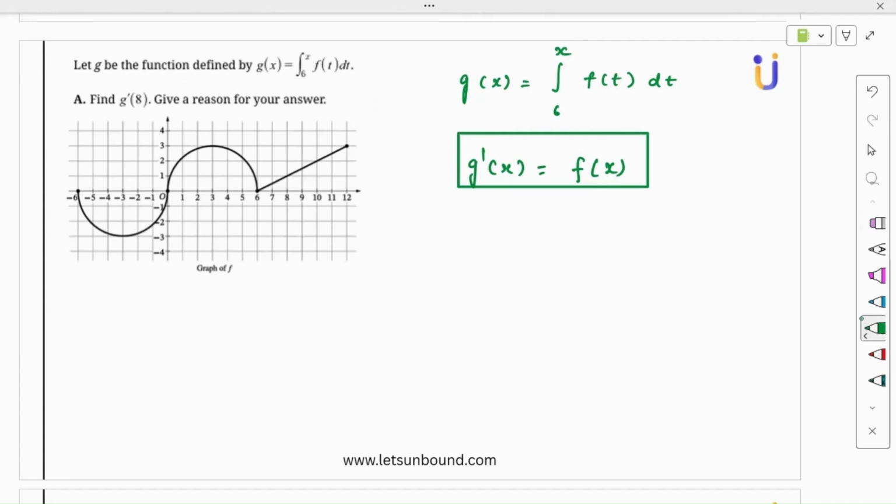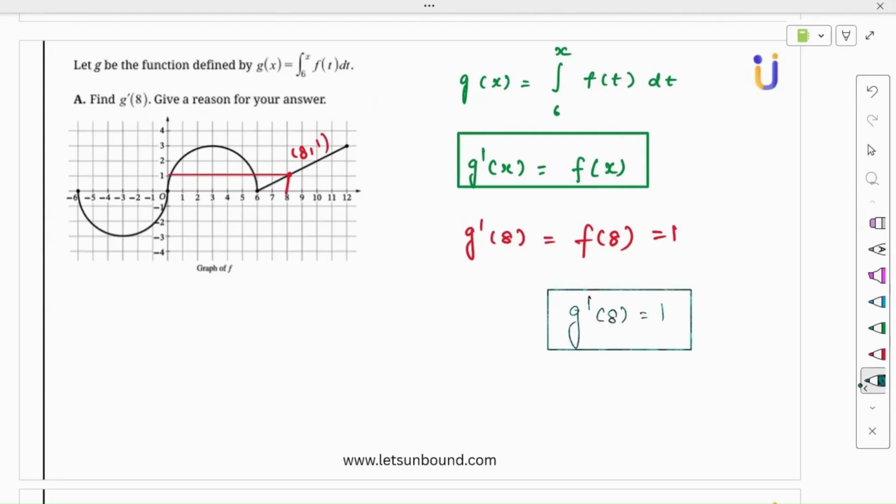Now we need to find g prime of 8. So just plug in 8. g prime of 8 is nothing but f of 8. Can I find f of 8? Yes, the graph of f is given clearly. So when x is 8, what is your f? It is on a line and this is the point. It is 1. Correct? So (8, 1). f of 8 is 1. So your g prime of 8 is just 1. Got it? Very simple first part.